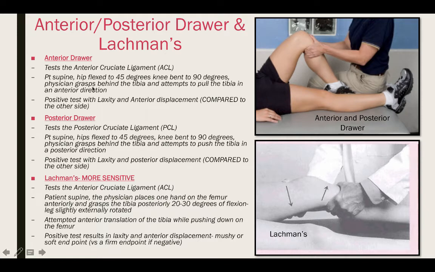And what I want you to think about while we're talking about anterior and posterior drawer is this can also be used to assess somatic dysfunction, right? That's going to be that anterior and posterior glide of the tibiofemoral joint. So it's much more minimal. It's not like laxity. You're just noticing there's a slight difference from side to side. One side feels a little bit more posterior or a little bit more anterior than the other side.